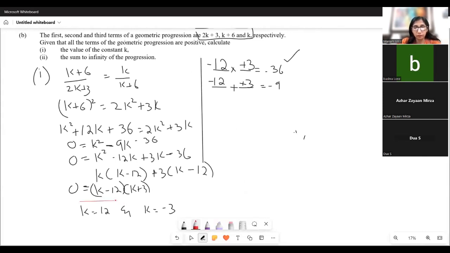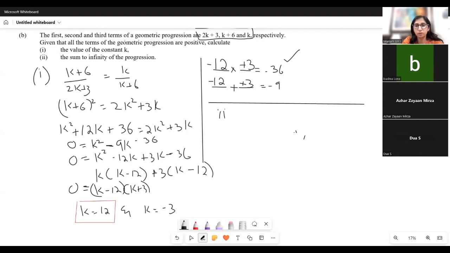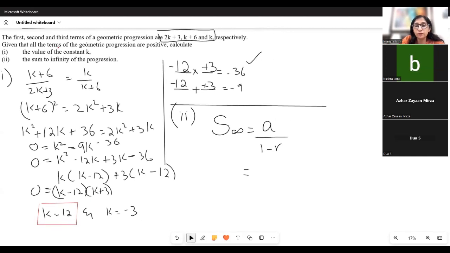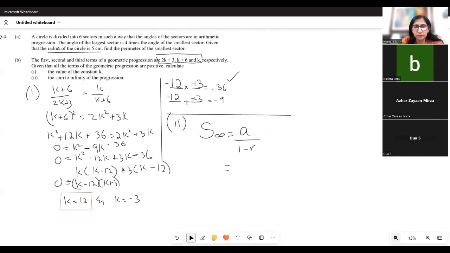So k equal to 12 is going to be the only answer because k has to be a positive value as indicated in the question. Okay. Part 2. Find the sum to infinity of the progression. So we know the formula for sum to infinity. It will be given to us in the formula sheet as well. S infinity is equal to a upon 1 minus r. A is the first term, so we need at least the first and the second term so we can determine a and r.